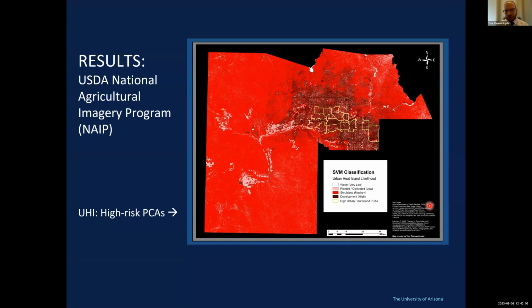So then I just identified the primary care areas, or PCAs, that had the highest likelihood of experiencing the urban heat island effect, and just highlighted them here in yellow. Basically, I just looked through the primary care areas, I overlaid them on top of this map, and identified the ones that had the most development within their boundaries.